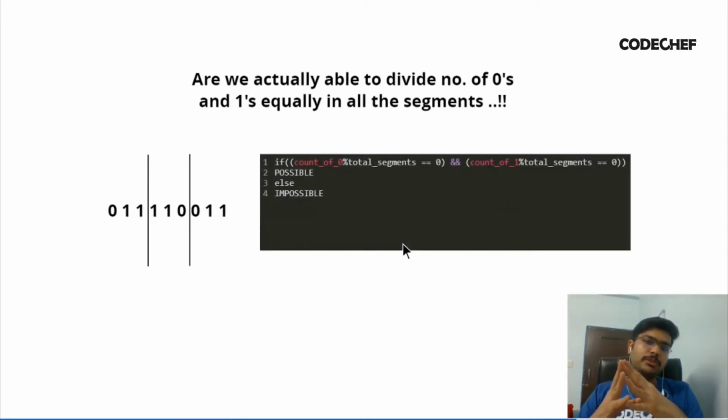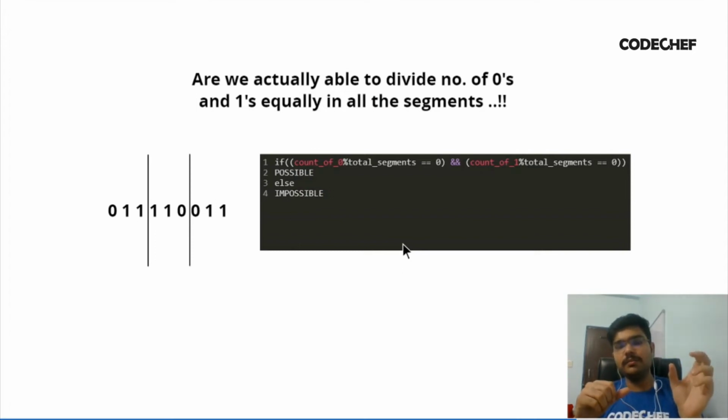This is the possible pseudocode that we can think of. We'll count the number of zeros and the number of ones in the whole string, and then we'll divide it by the total number of segments. If the remainder is 0, that means we are able to divide these numbers to all the segments equally. Let us suppose that we have a total of 9 zeros and 3 segments. What are the possible cases? We can give 3 zeros to each segment.